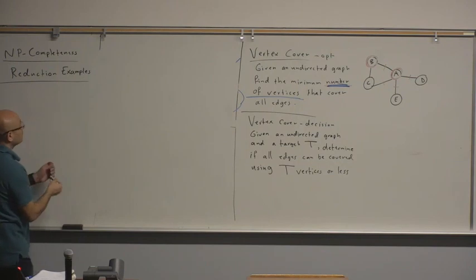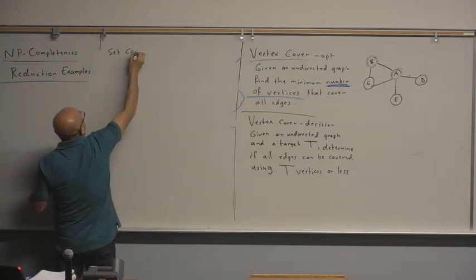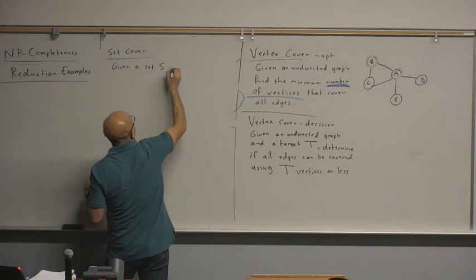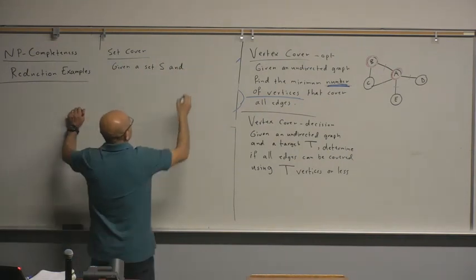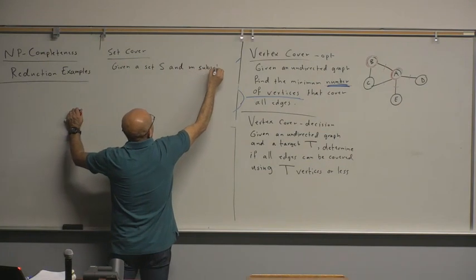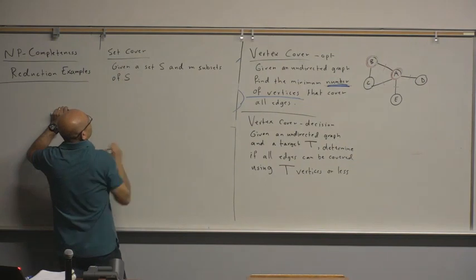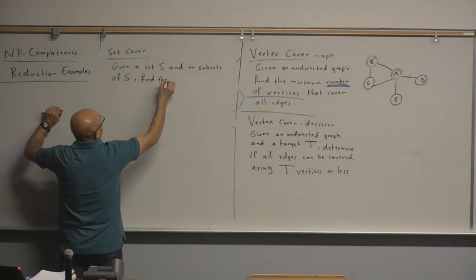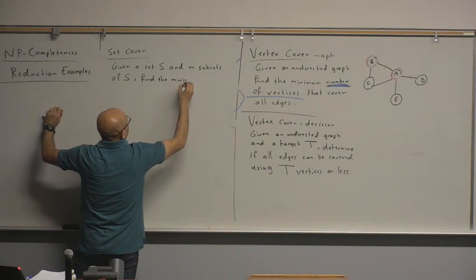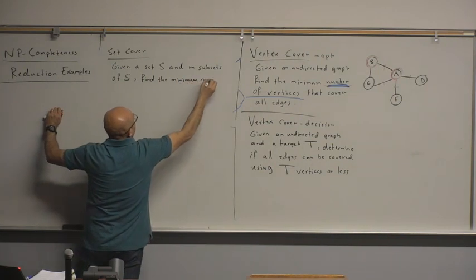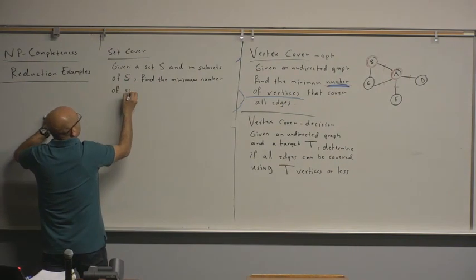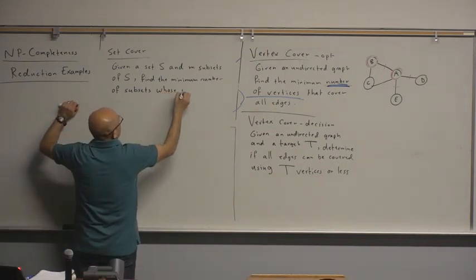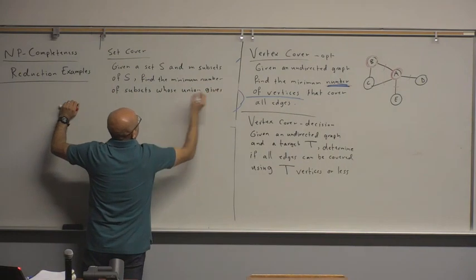So the set cover problem: given a set S and M subsets of S, find the minimum number of subsets whose union gives S.